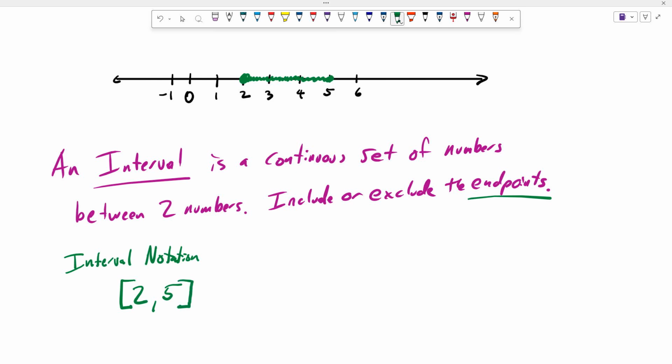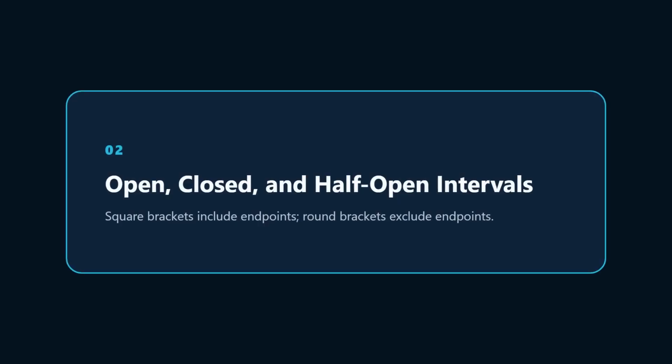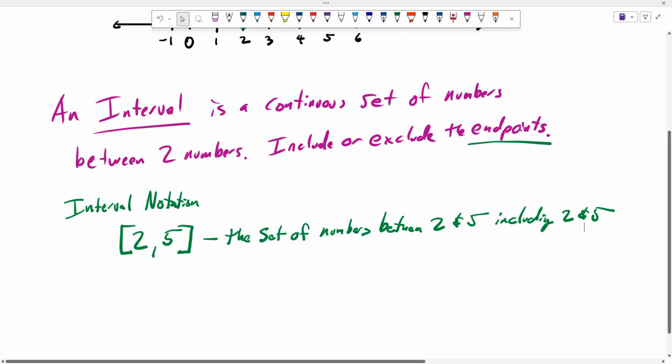So this is the set of numbers between 2 and 5, including 2 and 5. Let's do another example.